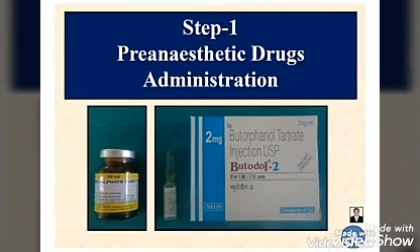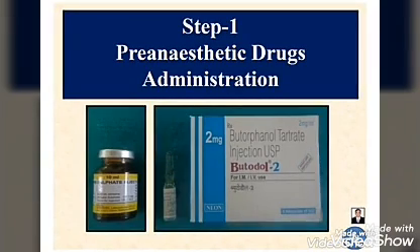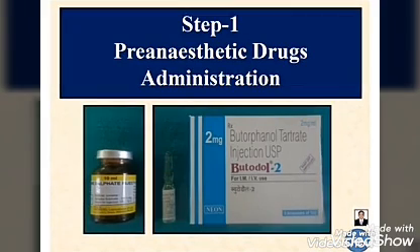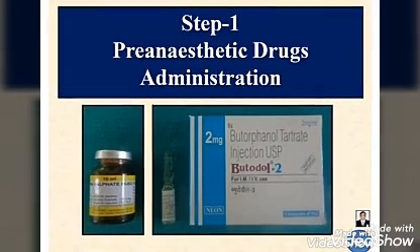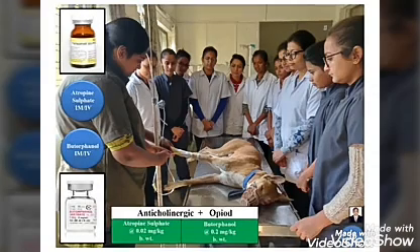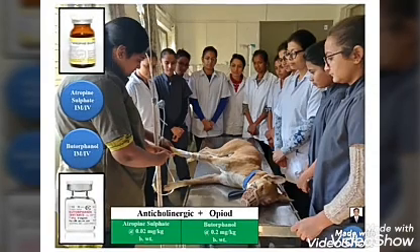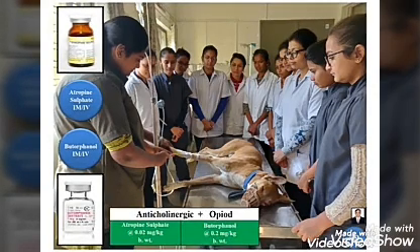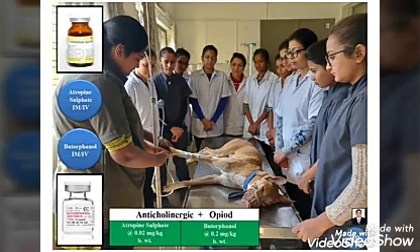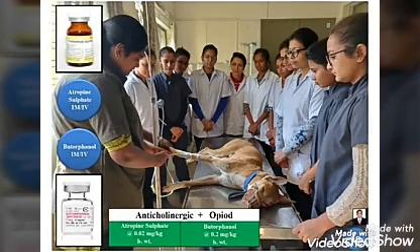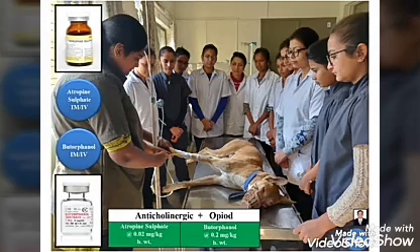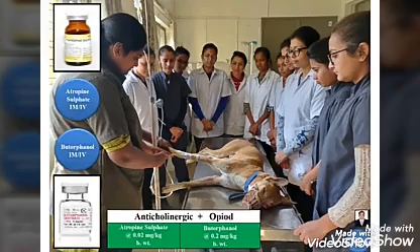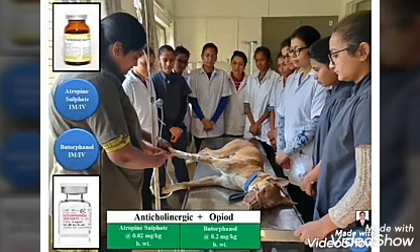Now start the step of the administration of the anesthesia. The first step is the administration of atropine sulfate and butorphanol as pre-anesthetic drugs in the dog. Atropine sulfate at the dose rate of 0.02 mg per kg body weight and butorphanol at the dose rate of 0.2 mg per kg body weight are first administered intramuscularly in the dog. You can use glycopyrrolate as an anticholinergic and buprenorphine or pentazocine as an opioid instead of butorphanol.